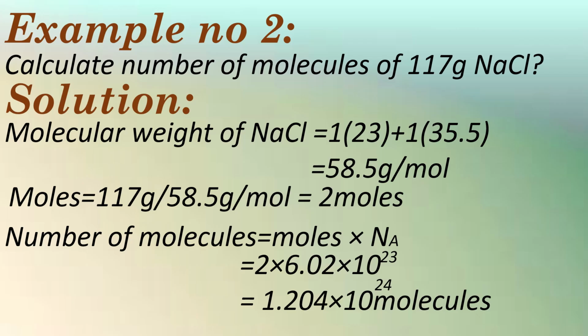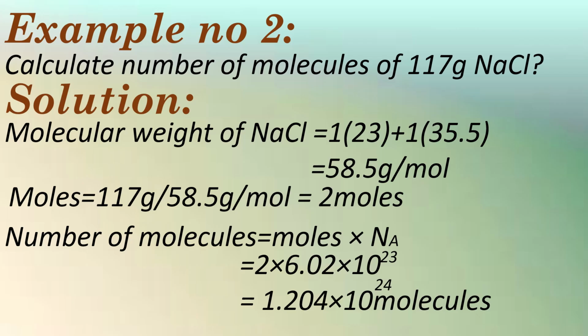We have calculated the molecular weight. Now we will calculate moles. We will apply the same formula as we applied in the previous example. Moles is equal to amount over molecular weight, that is 117 grams divided by 58.5 gram per mole. After solving, moles of sodium chloride are calculated to be 2 moles.